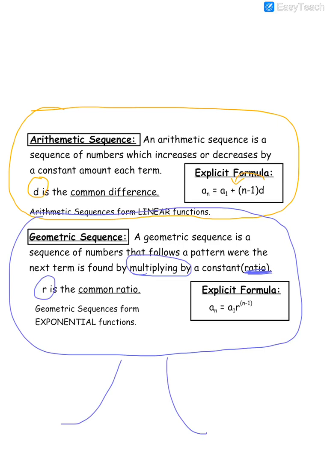And then here is the formula that you will be given and that you will be using each time. So it's A sub n, or the nth term in the sequence, the last term in the sequence, is equal to A sub 1, which is the first term, times the common ratio, whatever that is, to the n minus 1 power. So this power is what makes it exponential.